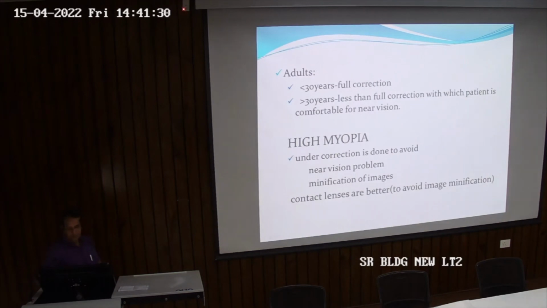Less than 30 years, full correction. More than 30 years, less than full correction, which is compliant with comfortable near vision. In high myopia, undercorrection is done to avoid near vision problems and because of magnification of the image. Contact lenses are better in cases of high myopia to avoid image magnification.